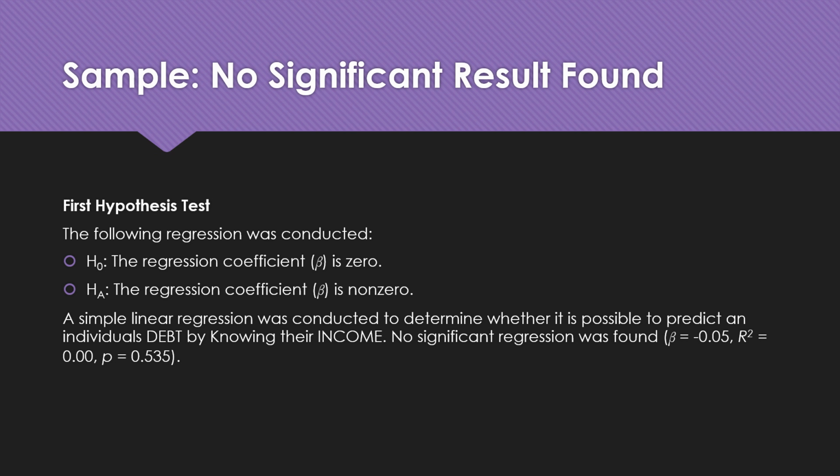In the first example, there was no significant result found. This is simply because the p-value, which you have here, was higher than the alpha value of 0.05. So in this case, we could not reject the null hypothesis. It basically says no significant result found. So we will be accepting the null hypothesis here that the regression coefficient beta is 0. In essence, we are saying that there is no relationship between debt and income.